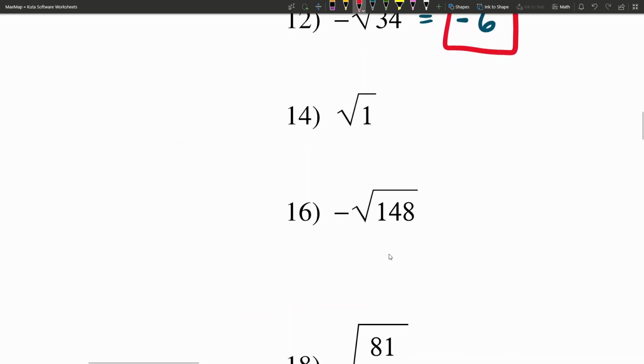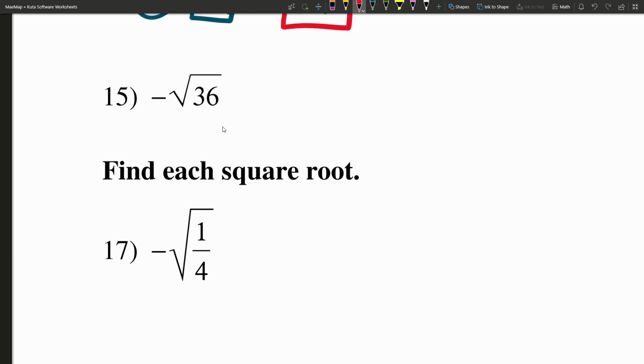Moving on to number 14, we know that the square root of 1 is equal to 1, and that's because 1 times 1, or 1 squared, equals 1, so the square root of 1 is 1. For number 15, we have the opposite, or negative, square root of 36, and 36 is a perfect square, meaning that the square root is indeed an integer. 6 times 6 equals 36, so the square root of 36 equals 6. And there's a negative out in front, so this is equal to negative 6.